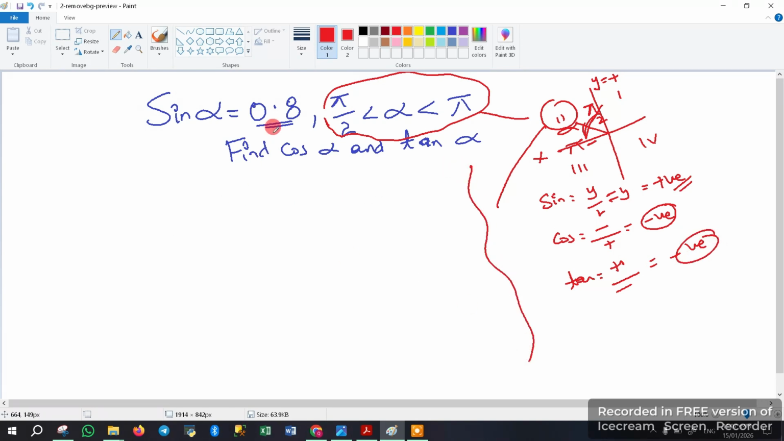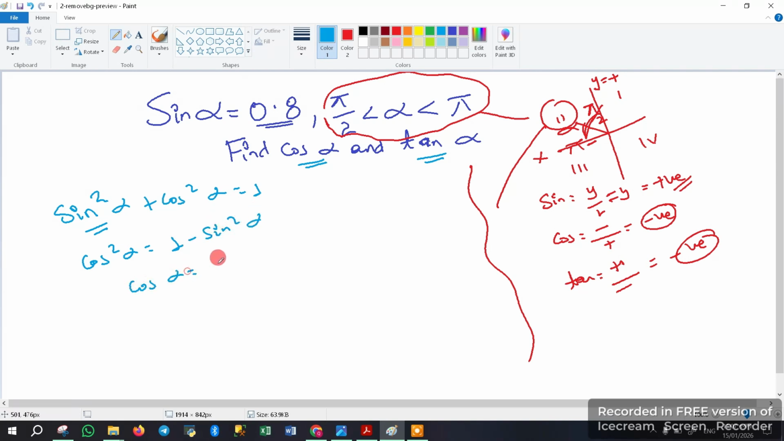Then let us now define this. You can use this formula to find the cosine value, because tan is requested here: sine square alpha plus cos square alpha is equal to 1. Sine is given, so cos square alpha is equal to 1 minus sine square alpha. Then cos alpha is equal to the square root of 1 minus sine square alpha. In this case, you can substitute 1 minus sine square, where sine is given as 0.8, the whole square.